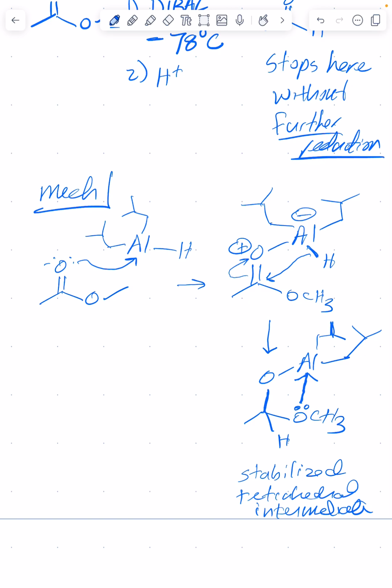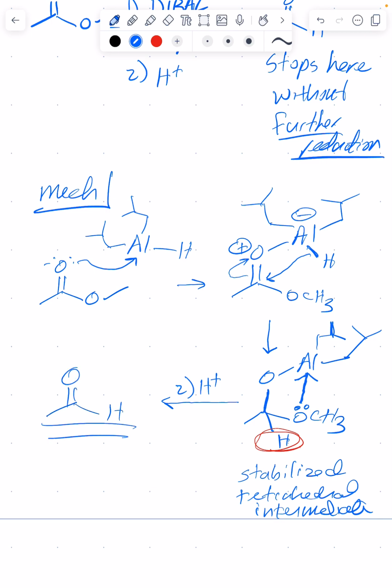So I get stuck at this point, and I've only delivered that one hydride to go from ester to aldehyde oxidation state, and then I get stuck at this tetrahedral intermediate. And that's where the reaction stops after step one. And so I hang out. As long as I keep this reaction cold, I can maintain that stabilized tetrahedral intermediate until I decide to quench this reaction with acid. And if I add acid, what I do then is I can actually promote the collapse of this tetrahedral intermediate down to the aldehyde.